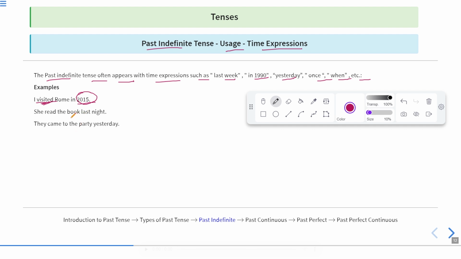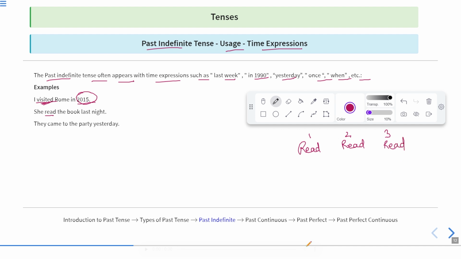Okay, she read the book. Now read is the word, but its pronunciation in the past tense is "red". Okay, so we'll read this word as "red". So she read the book last night. Well, we have a verb read. Read is the first form. Second form of read is read, and third form is also read. Now, spelling remains the same, but pronunciation changes.